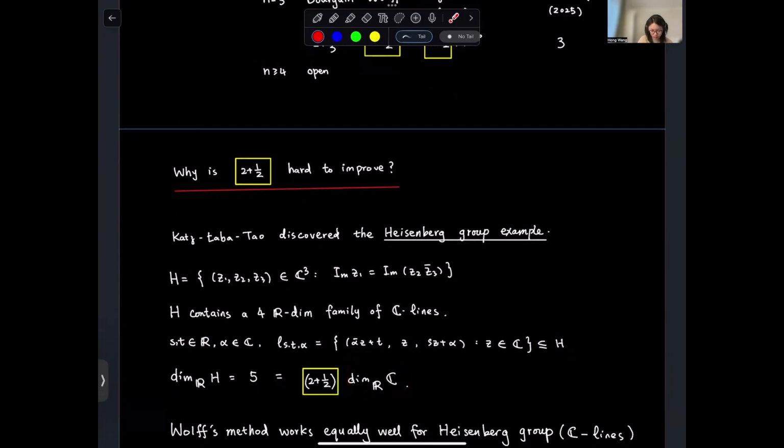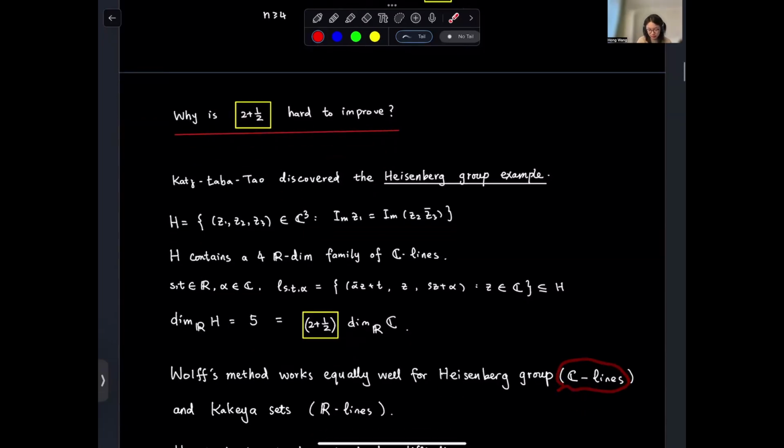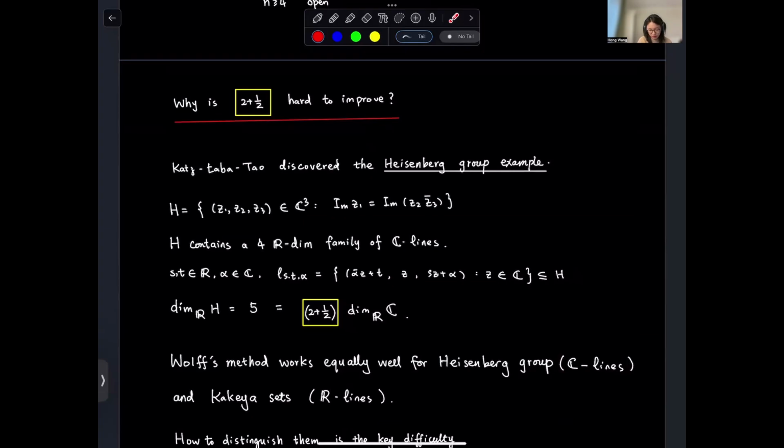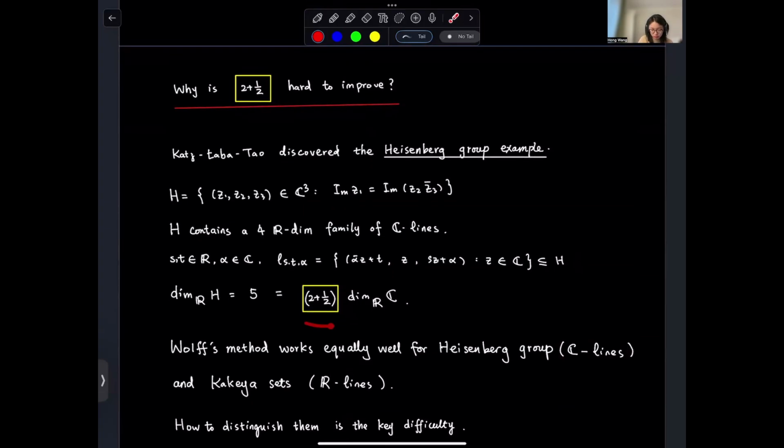Wolff's method is very general. It works equally well for the Heisenberg group, which contains a lot of complex lines, and for Kakeya sets. So this means that in order to improve this bound, one has to distinguish the Heisenberg group and the Kakeya set. And this is a very difficult problem.